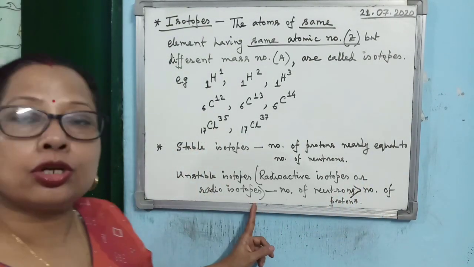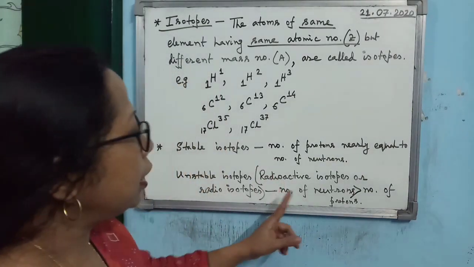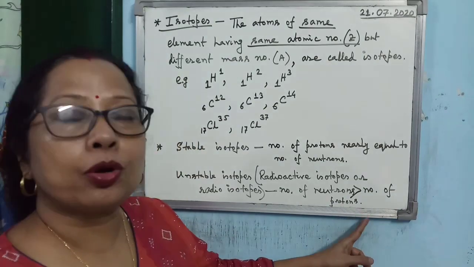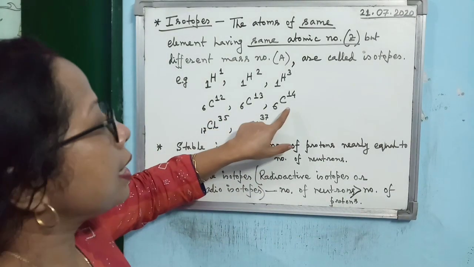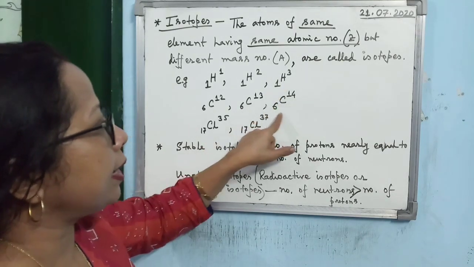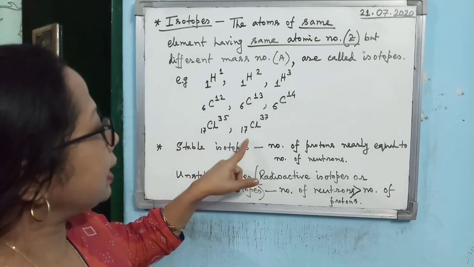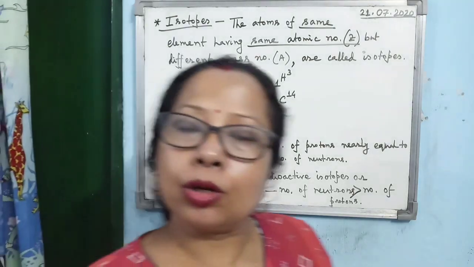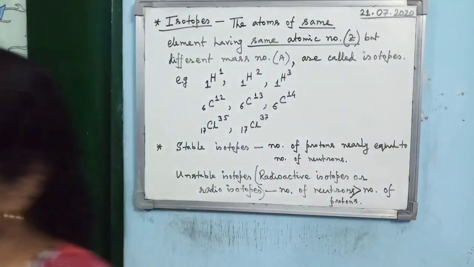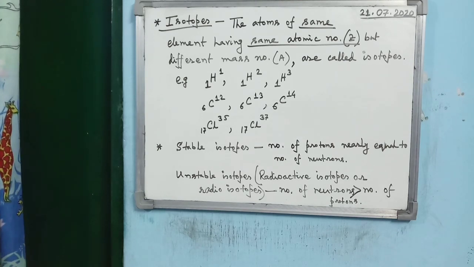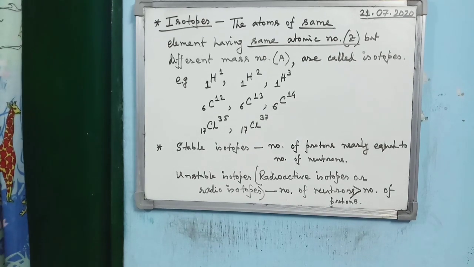And in radioisotopes, you will observe that the number of neutrons is much bigger than the number of protons. Just like if you consider carbon 6C14, this isotope of carbon is a radioisotope of carbon. Like that, 17 chlorine 37 is a radioisotope of chlorine. Alright. So these are the important points related to the concept of isotopes.